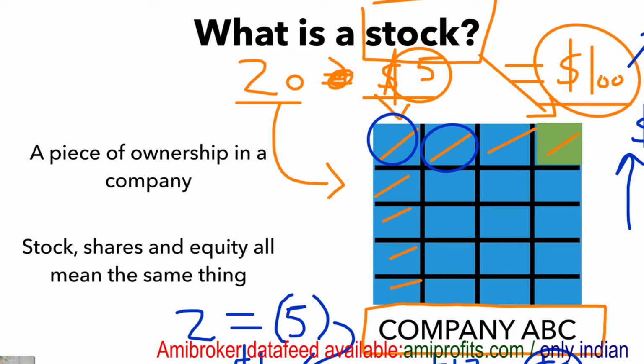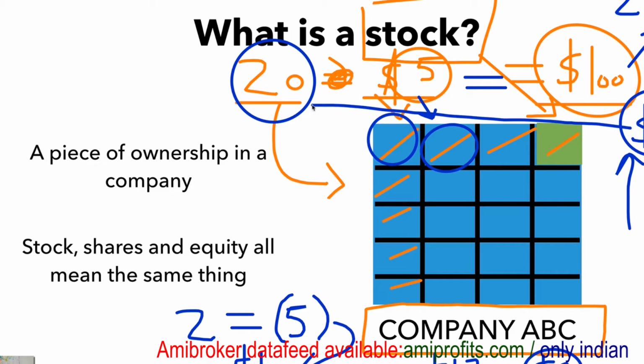How does it go up to $120? Let's recap. Originally, the company has 20 shares. It still has 20 shares. Before, the valuation of the shares was $5. So 20 multiplied by 5 gives us a valuation of 100. Now, the valuation of each share is $6. 6 multiplied by 20 shares gives us 120.